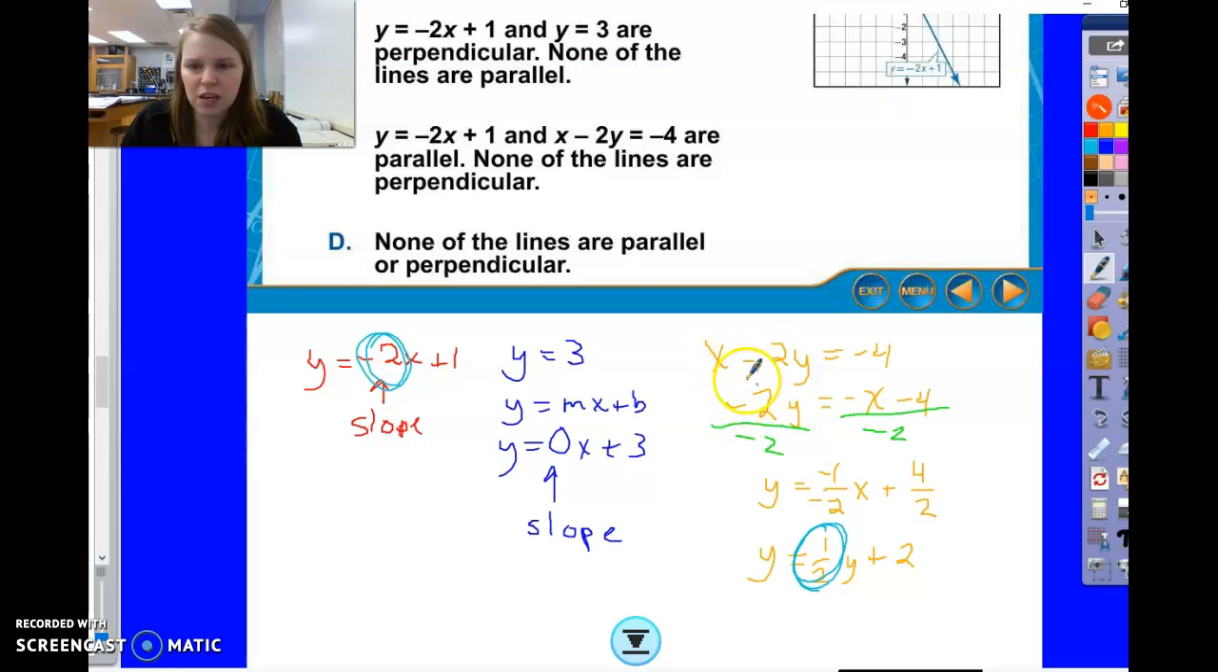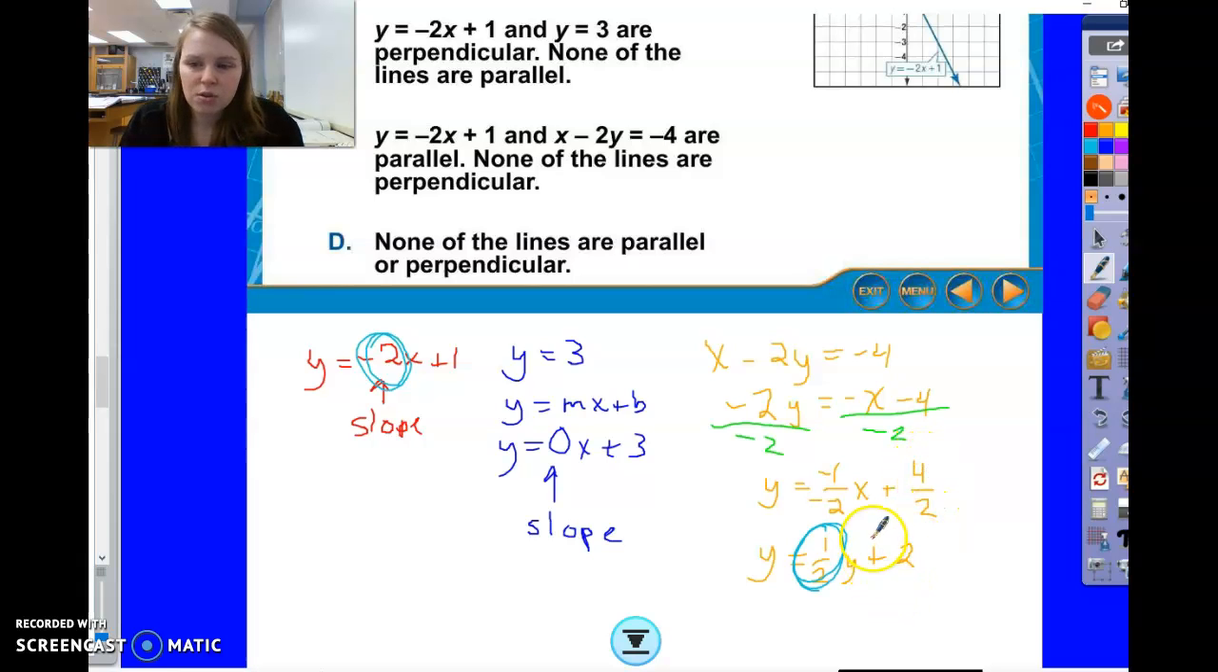The other one I had to do some work on. So this one I wanted to get y on a side by itself. So first thing I did, what did I do first? I subtracted x from both sides, so I ended up with negative 2y equals negative x minus 4. Once I did that, then I divided by negative 2 on both sides, and I ended up with y equals negative 1 over negative 2, right? So negative 1 over negative 2x, and then I had negative 4 over negative 2, which ended up being positive, so I put plus 4 over 2. And I simplified, that ends up being 1/2, and 4 over 2 ends up being 2.